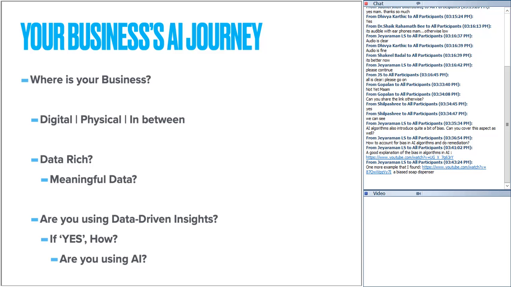But some businesses are in between. Some businesses are fully physical. They don't have much digital, and their digital is maybe just scanning the document and keeping it somewhere. There's no processing on documents. Those documents are not even searchable, right? So where is your business? Is it digital, physical, or in between? That's the first identification you have to do when it comes to your AI journey.